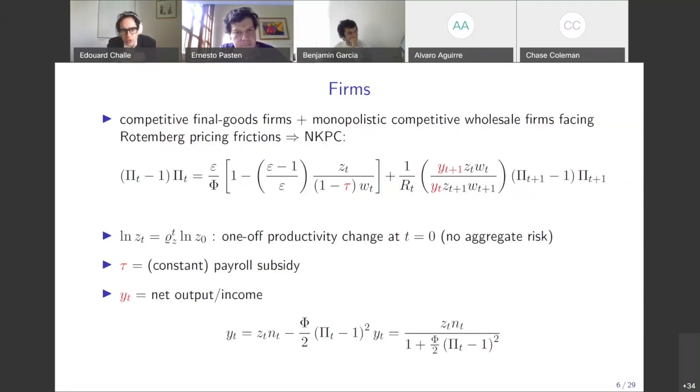And YT here, which also shows up in the New Keynesian Phillips curve, is net output or net income, which is the same thing here. ZTNT is gross income, gross output, what you produce out of having n units of labor as input in the economy. So ZTNT is the gross output, but you need to remove the inflation cost that comes from the cost of changing prices. And when you factorize, you get this expression here. So there will be a gap potentially between gross and net output coming from those changes in inflation, and that is what makes inflation costly here.